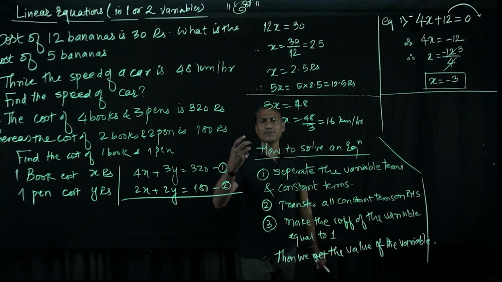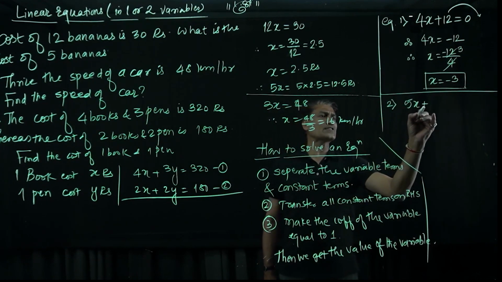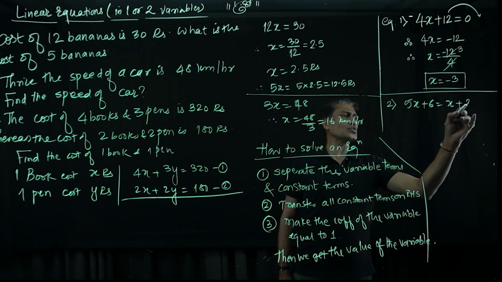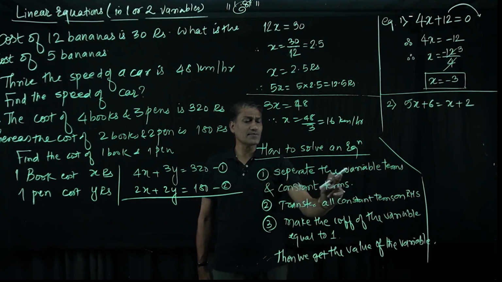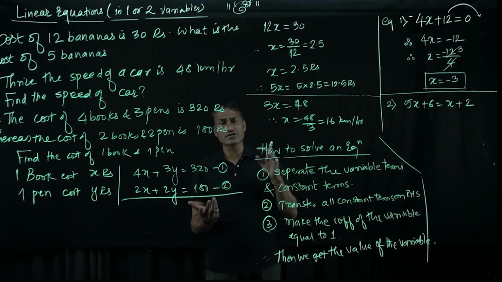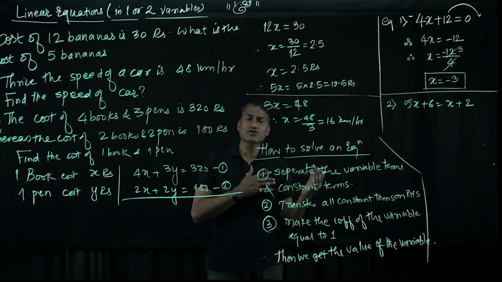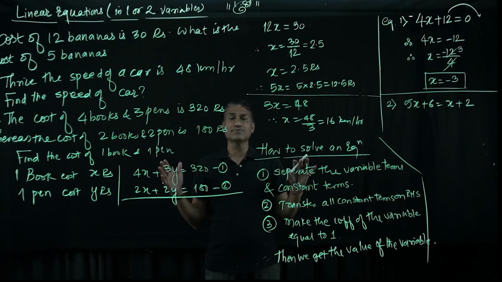This was a very simple example. Let me take another example. Suppose 5x plus 6 is equal to x plus 2. Now here again, separate the variable terms and the constant terms. Now on the LHS also there is a variable, on the RHS also there is a variable, on the LHS also there is a constant term, on the RHS also there is a constant term. We will separate the variable terms and the constant terms.